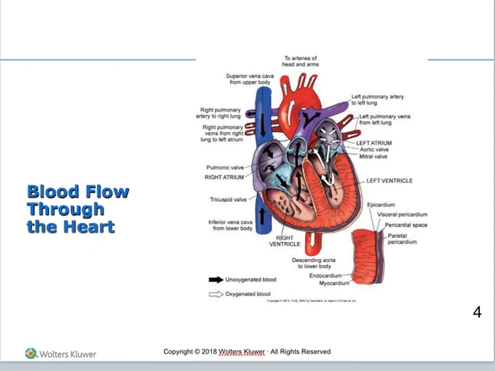This is just a diagram that shows you the blood flow through the heart. That's something important to know, and then that way you can understand if there's a pumping problem, where is it going to have insufficiency, where is it going to have backup to.